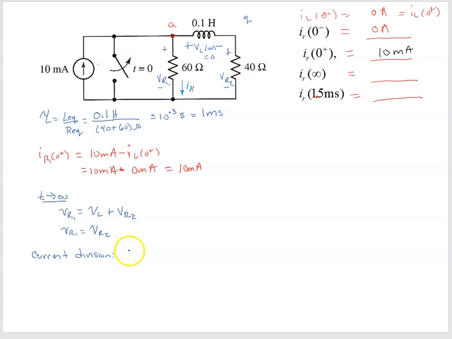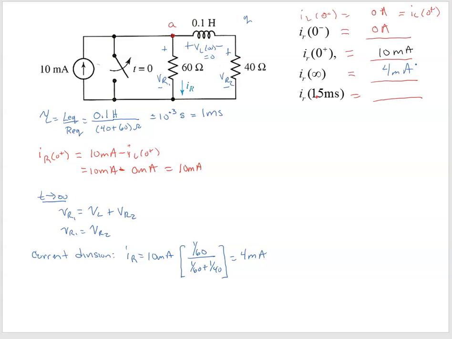we can say that our IR is equal to that 10 milliamps times 1 over 60 divided by 1 over 60 plus 1 over 40. And that's going to give us 4/10, or 4 milliamps. So we got our 4 milliamps here.